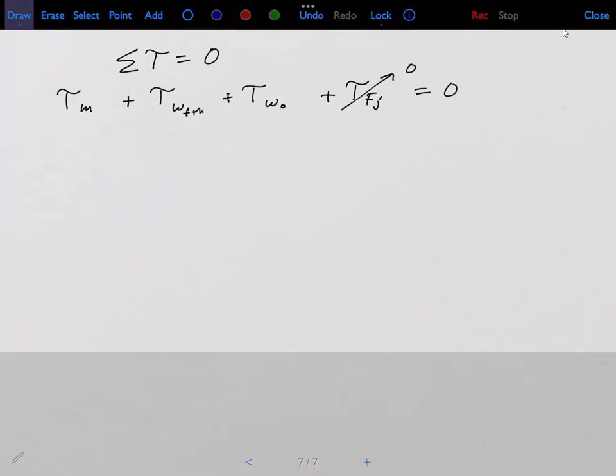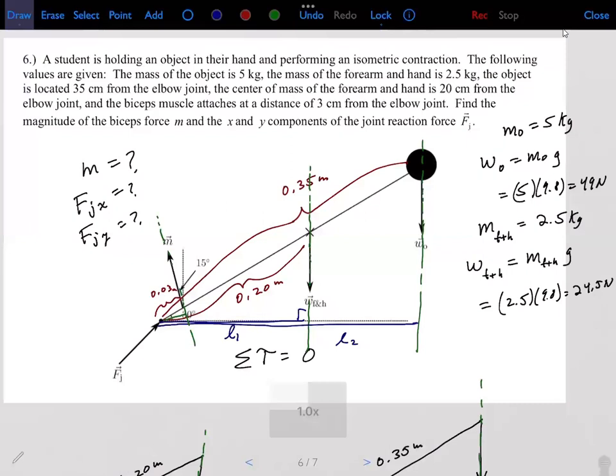Okay, torque due to the muscle force. Well, it's going to be the muscle force times that moment arm, which was L3. And that torque, if you look back at this picture here, would tend to rotate the forearm and hand counterclockwise if I pull up on M. So that's going to be positive. These other two torques are going to be negative, because they tend to rotate it clockwise.